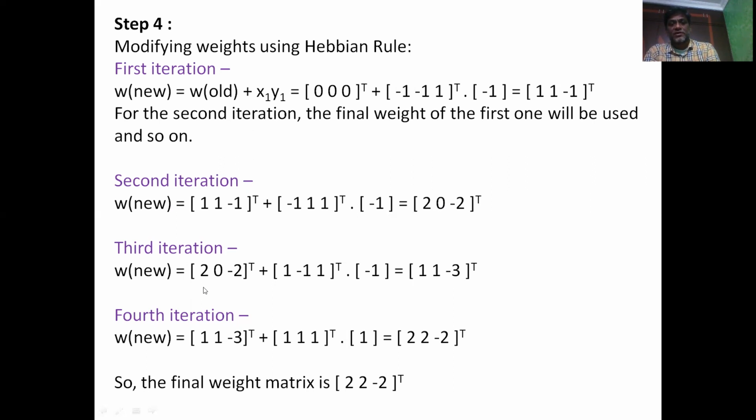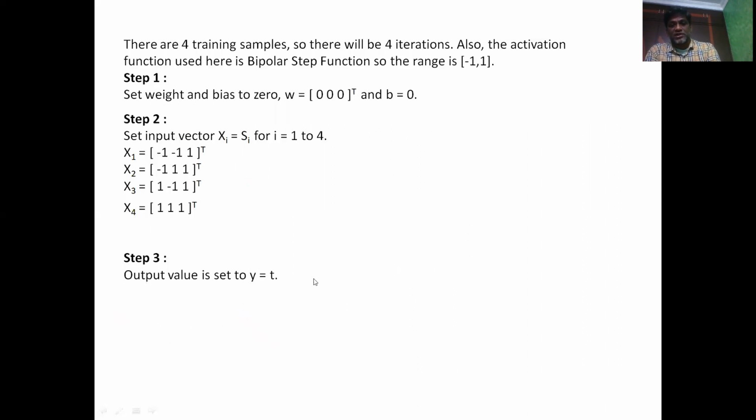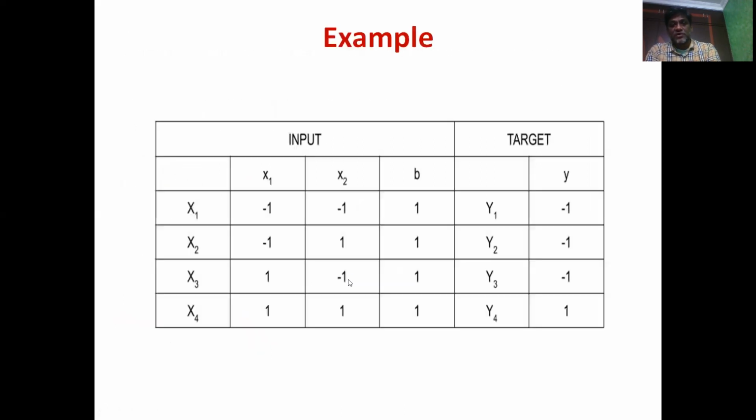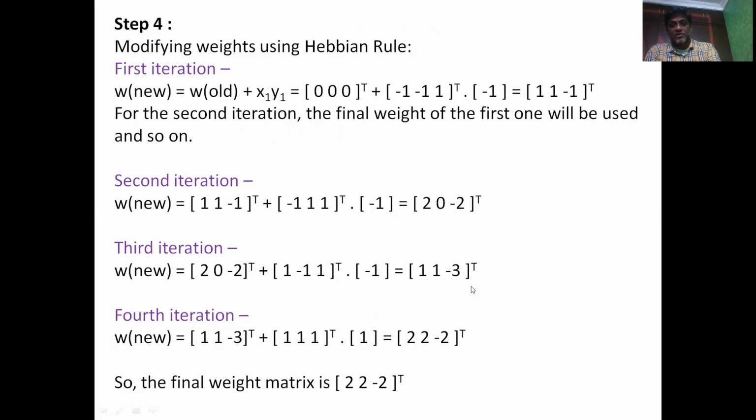W of new is equal to the new weights from the second iteration plus the third input vector. You can see the third input vector is 1 -1 1 transpose. So we'll consider the third input vector for the third iteration into the target value, that is Y3. So what is Y3 here? -1. Okay. After performing the corresponding operation, we will get 1 1 -3 over here.